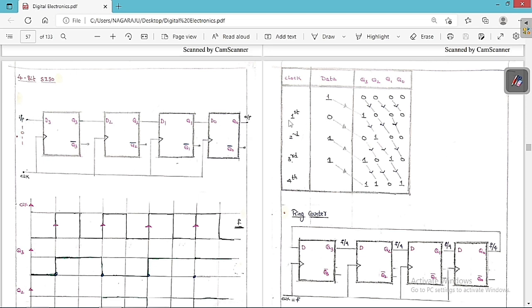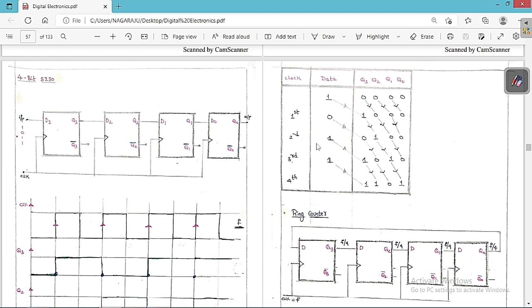Therefore, for the first triggering, 1 went to here, so 0 went to here, 0 went to here, 0 went to here. For the second triggering, 0 went to here, 1 went to here, 0 went to here, 0 went to here. For the third triggering, 1 went to here, 0 went to here, 1 went to here, and 0 went to here. For the fourth triggering, 1 went to here, 1 went to here, 0 went to here, 1 went to here.